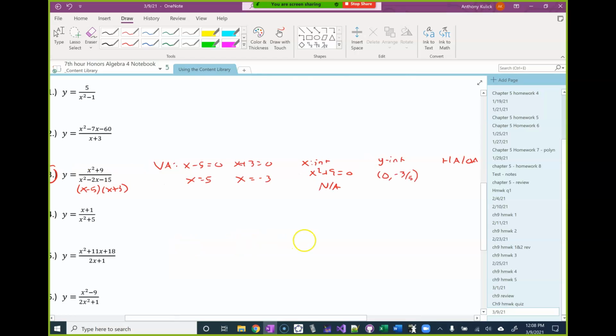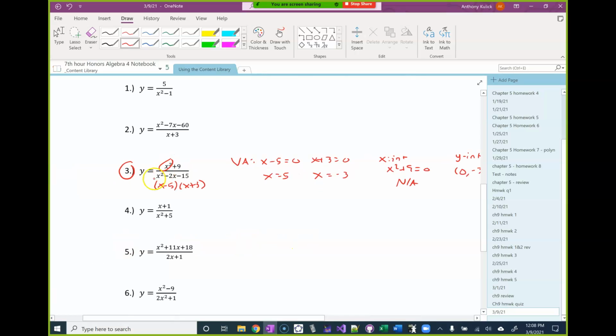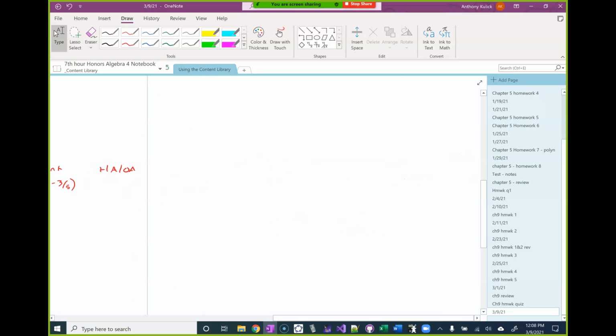In this problem, the degree of the numerator is 2, and the degree of the denominator is also 2. We're in that second situation where the degrees are equal. In that situation, I know I have a horizontal asymptote or end behavior at the leading coefficient of the numerator over the leading coefficient of the denominator. The leading coefficient in the numerator is 1, the leading coefficient in the denominator is 1, so that is 1 over 1.